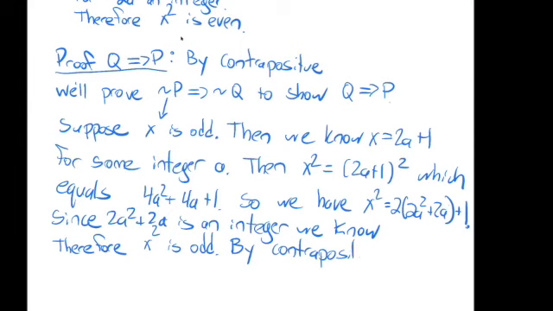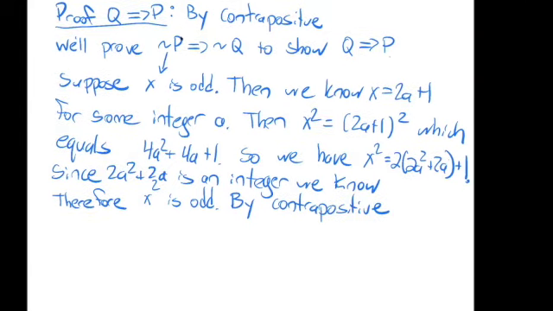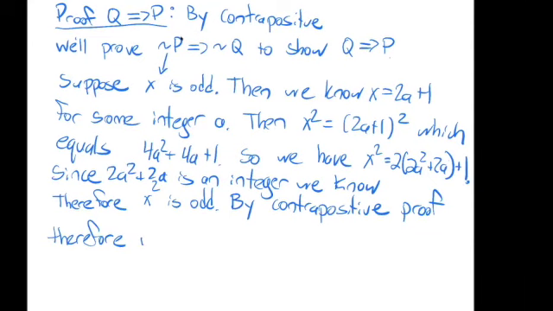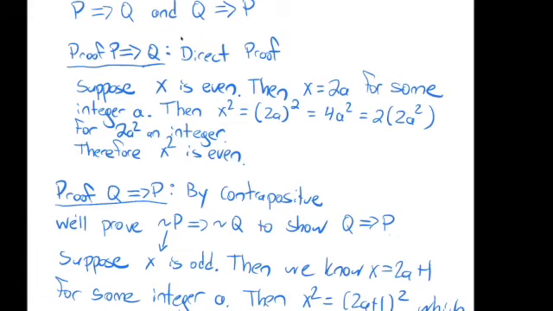Some people were asking, should we summarize what we just did? For example, do we need to say by contrapositive proof, therefore the contrapositive, which is if x squared is even, then we know that x is also even, which is exactly Q implies P.